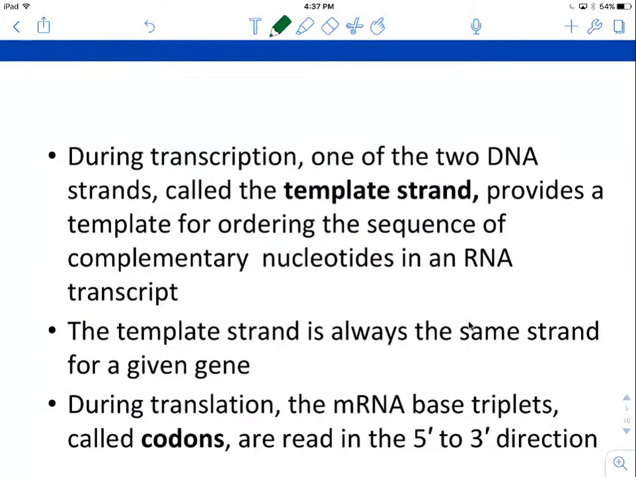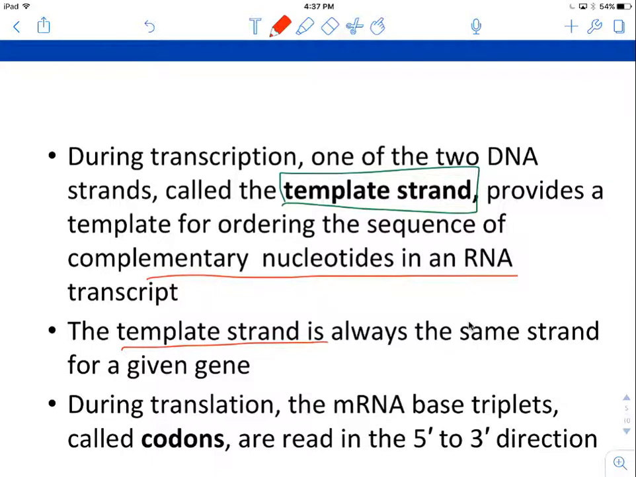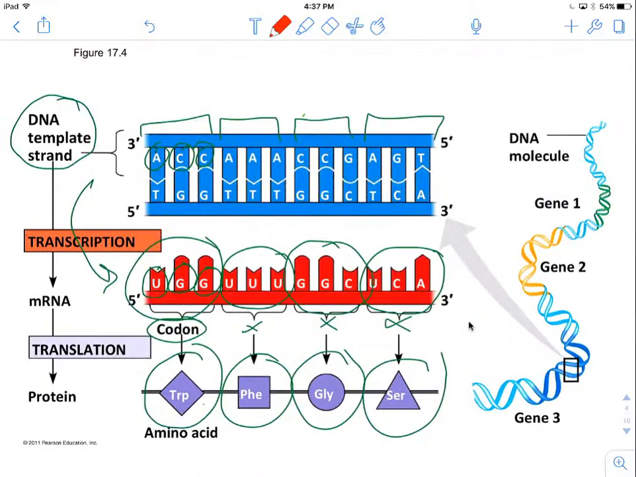All right. So during transcription, one of the 2 DNA strands, the template strand, provides a template for the sequence of complementary nucleotides in an RNA transcript. The template strand is always the same strand for a given gene. Here I have 2 strands, my top strand and my bottom strand, but it's the top strand that is the template. The bottom strand is not the gene, only the top strand, so you have to make sure you read the right strand.